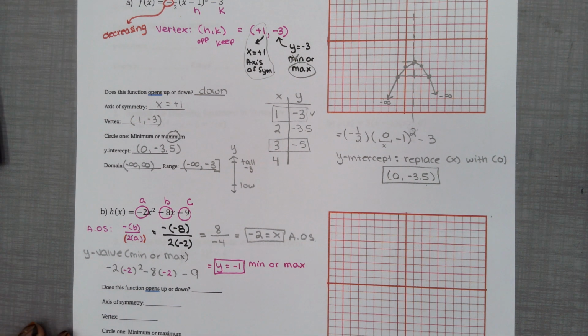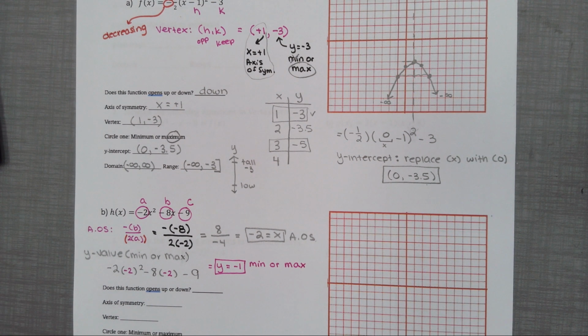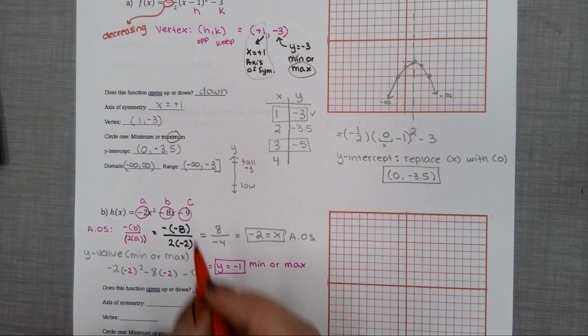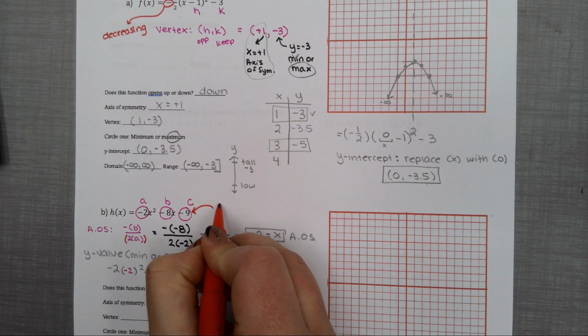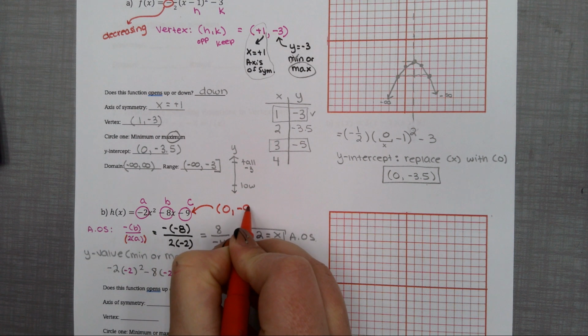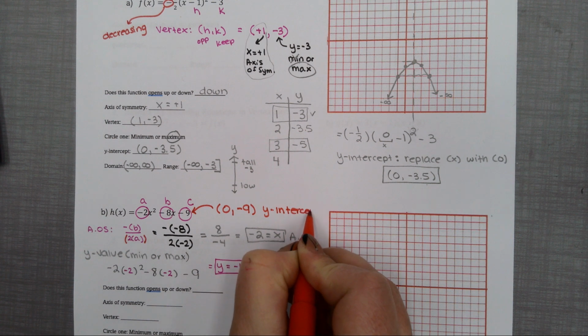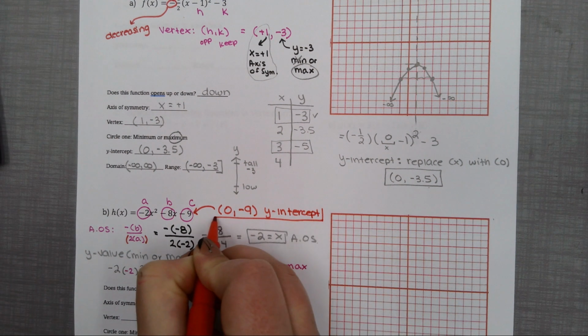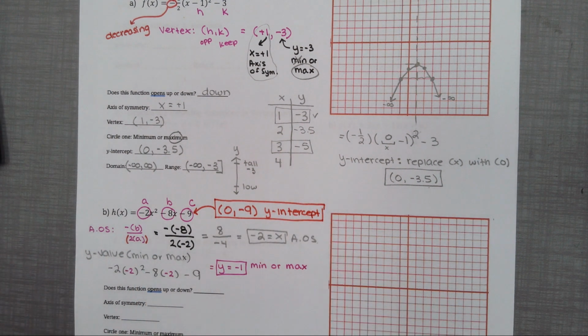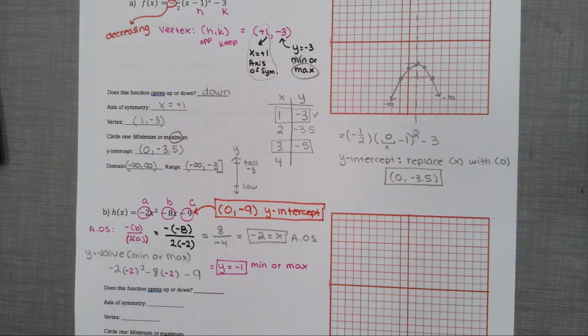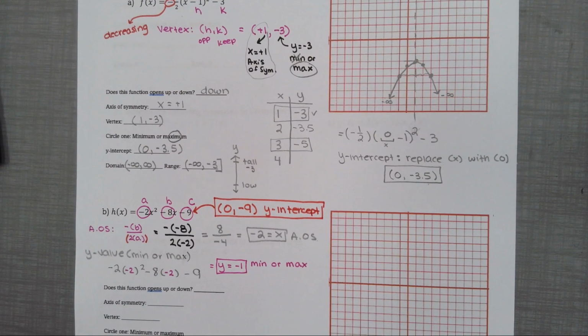The next thing we want is the y-intercept. Now, in standard form, the y-intercept is super duper easy because we just take the c value. 0, negative 9 is our y-intercept. Nothing really to solve here. You can replace all of your x's with 0, just like we did here. Standard form, there's not really a need. All you have to do is take your c value, that's your y-intercept.